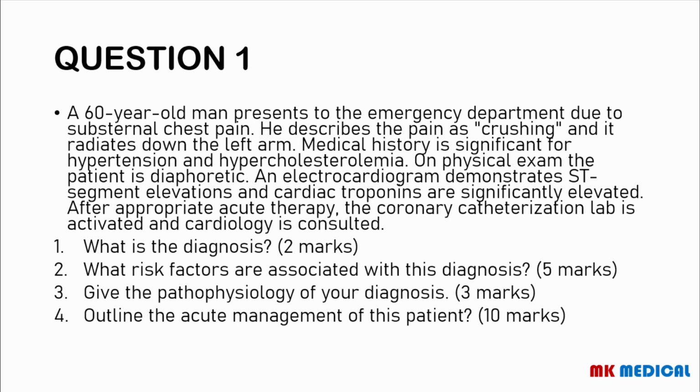And when you do an ECG, it shows an abnormality, which is an ST segment elevation. So obviously, your diagnosis would be that this person has an acute coronary syndrome. To be specific, an ST segment elevation myocardial infarction in a known hypertensive patient. What risk factors are associated with this diagnosis?